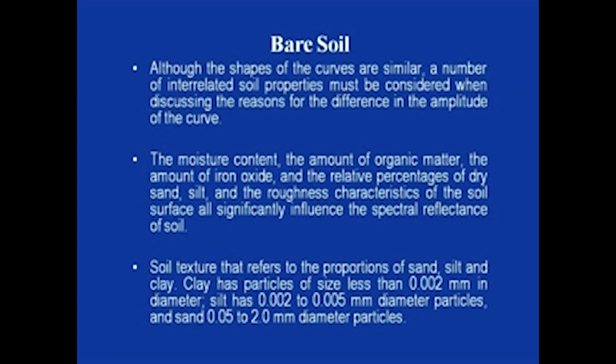Soil texture refers to the proportion of sand, silt, and clay. Clay has particles of size less than 0.002 millimeter in diameter. Silt has 0.002 to 0.05 millimeter diameter particles, and sand has 0.05 to 2.0 millimeter diameter particles.